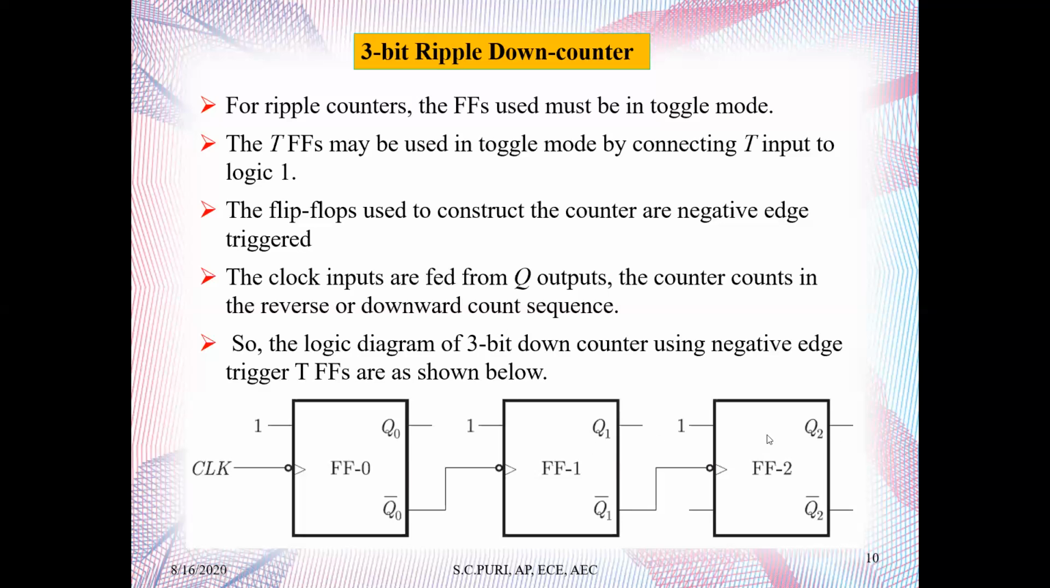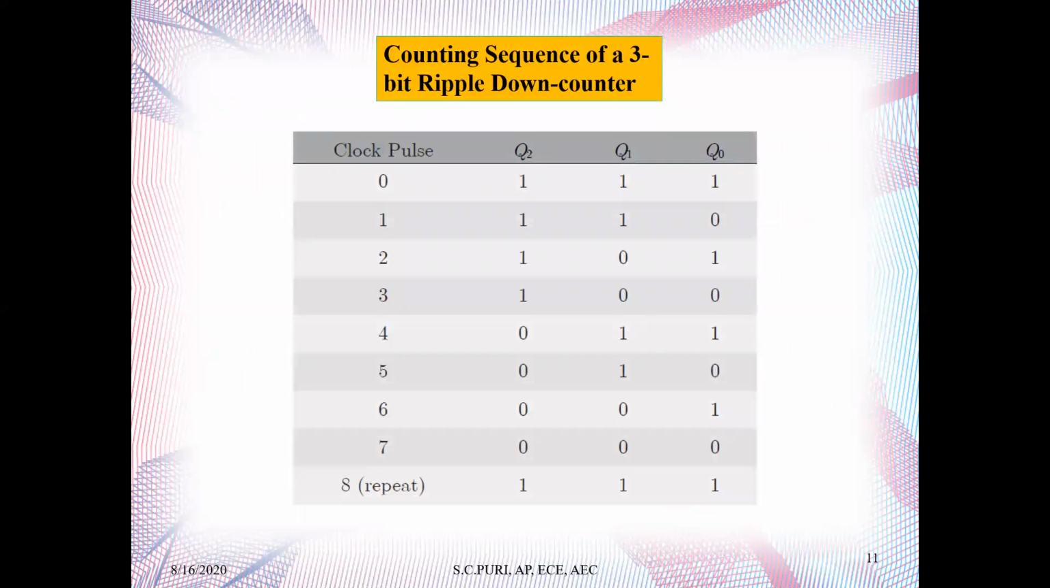So with the first clock, the output will be 001. Then with the second clock, the output will be 010, then 011, then 100, 101, 110, 111. So it requires 8 clock pulses. So that is the 3-bit down counter. Thank you.